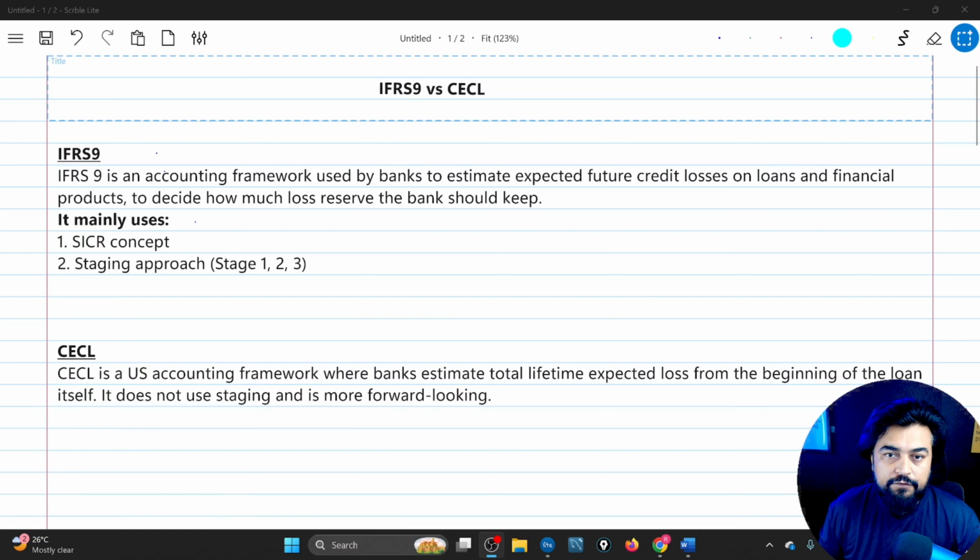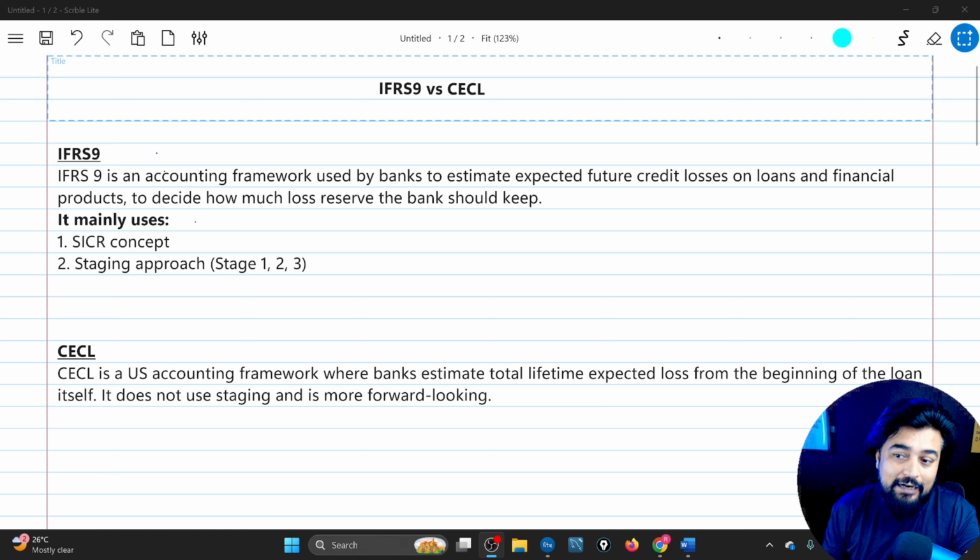Today we are going to talk about a very important topic. The reason is, in banks you always get confused about what is IFRS 9 and what is CECL. Some of you get very confused that both of them are solving the same purpose, still the bank is using both of them. So why is it doing that?